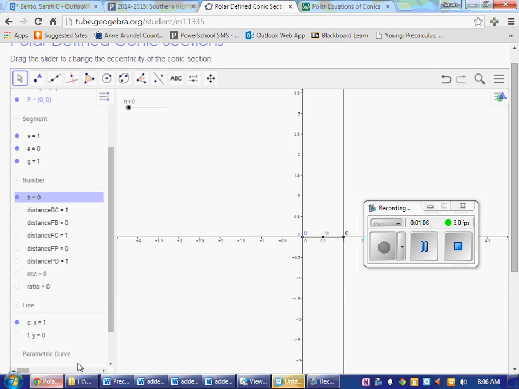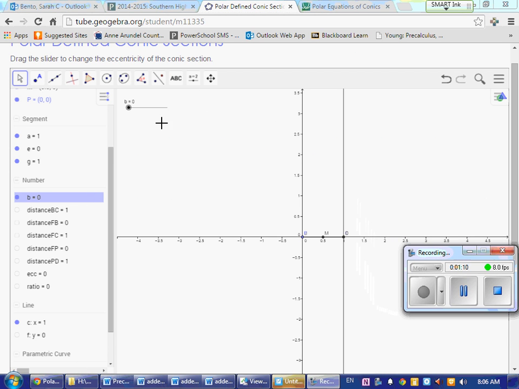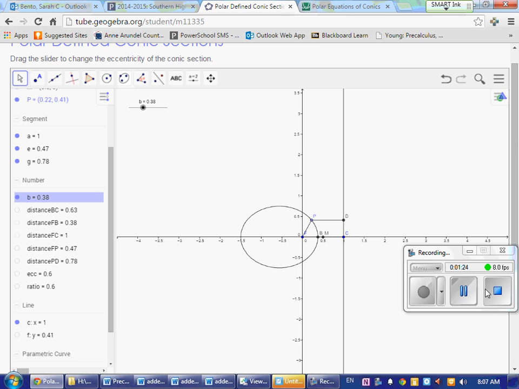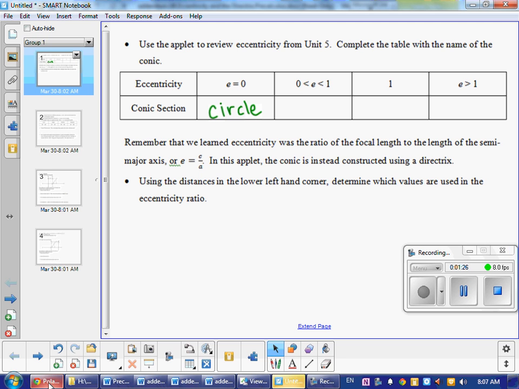Okay, so now let's go back, and we want the eccentricity. The next thing in our chart is between 0 and 1. So again, we're going to drag this, and you're watching your eccentricity right here. And right now it's a value between 0 and 1. And what kind of shape does it make? Good, it's an ellipse. So let's go back to our paper, and let's record that when the eccentricity is between 0 and 1, we have an ellipse.